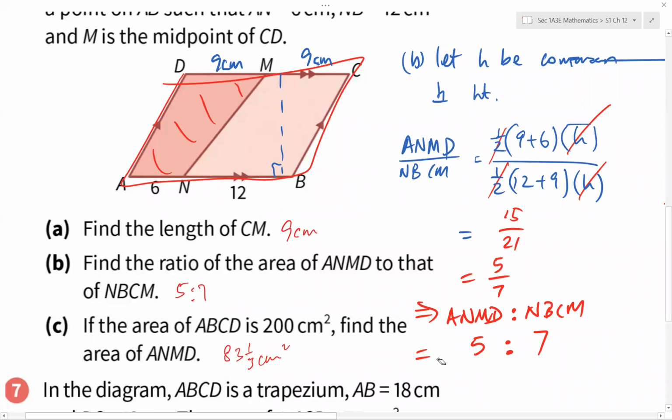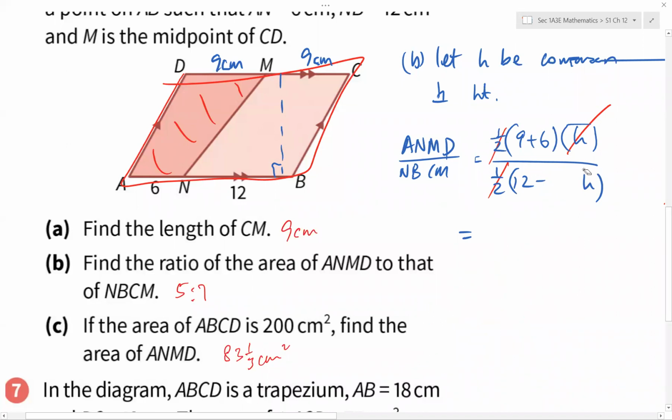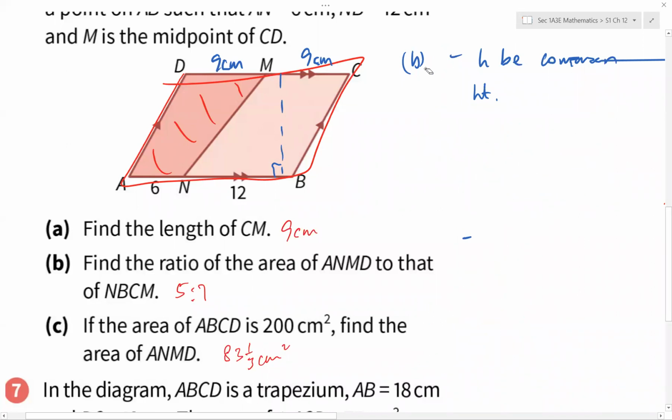Okay, so a few ways you can do it again, but since we already found the ratio of the areas, we're going to use that. In total, we have 12 units. 5 plus 7.